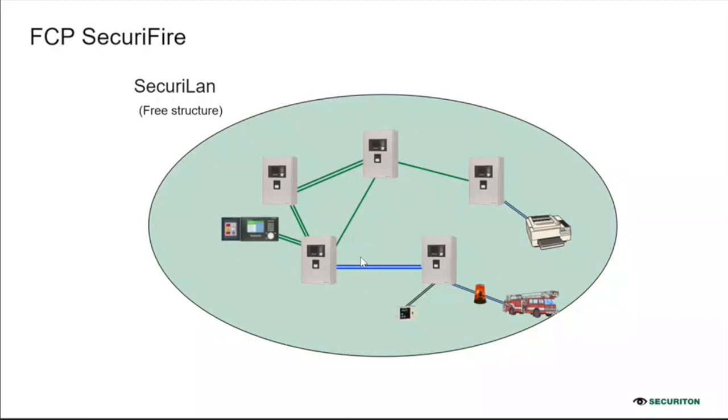What is important is that for the norms, all these connections should be redundant. In this case, the system works, but this connection is not redundant. That means if I have a fault on this cable, I will lose this one. So the better thing is to always have a redundant connection or a loop. Okay.